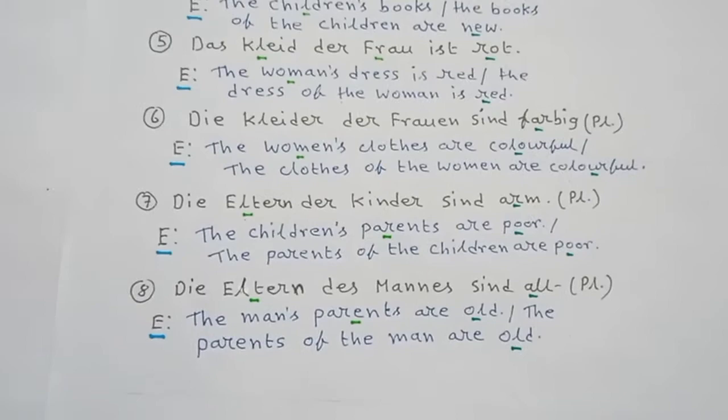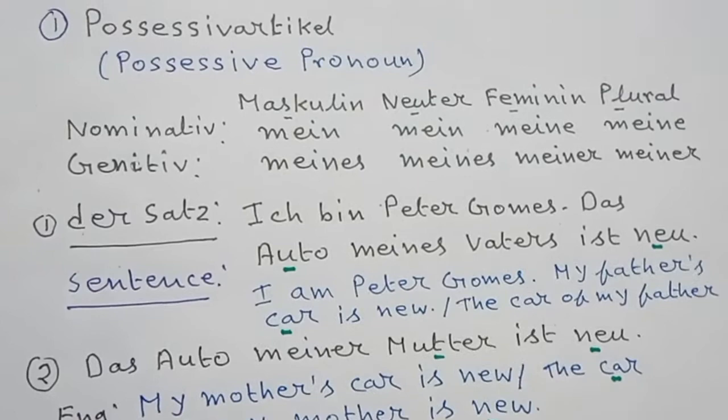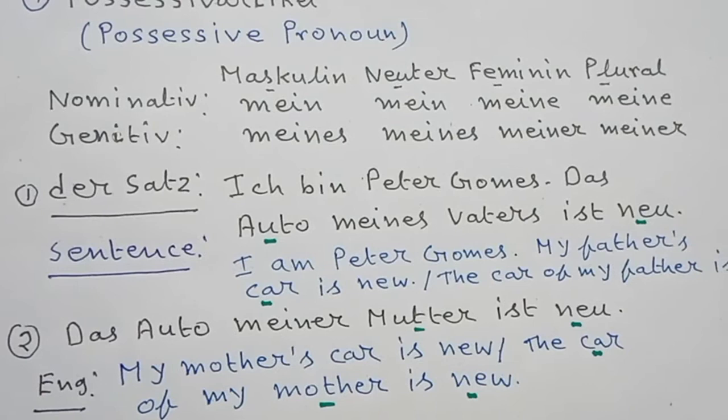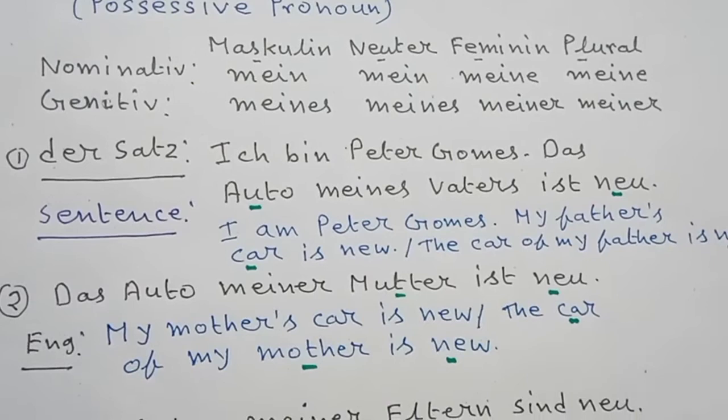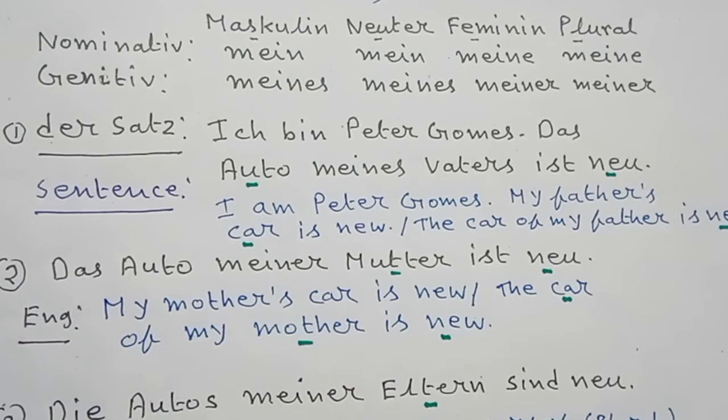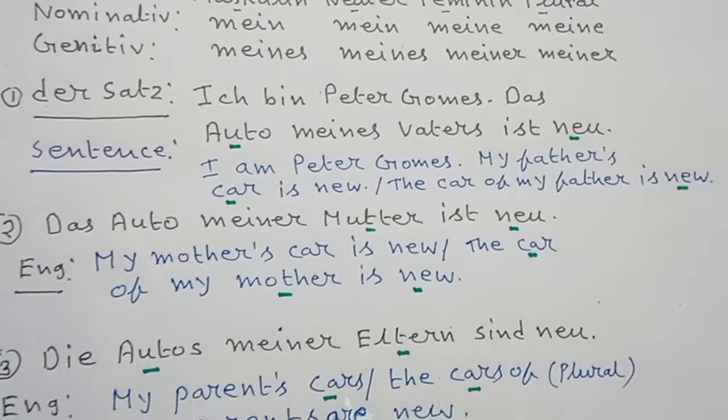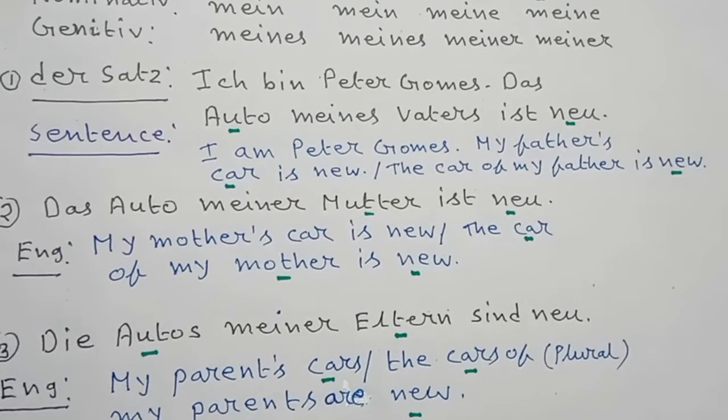Now, the possessive article or possessive pronoun. Masculine, neuter, feminine, plural. Nominative: mein, mein, meine, meine. Genitive: meines, meines, meiner, meiner. Now, der Satz: Ich bin Peter Gomes, das Auto meines Vaters ist neu. In English: I am Peter Gomes. My father's car is new, or the car of my father is new.